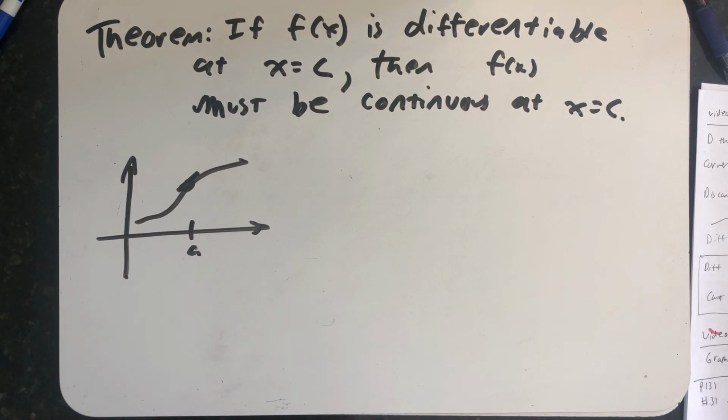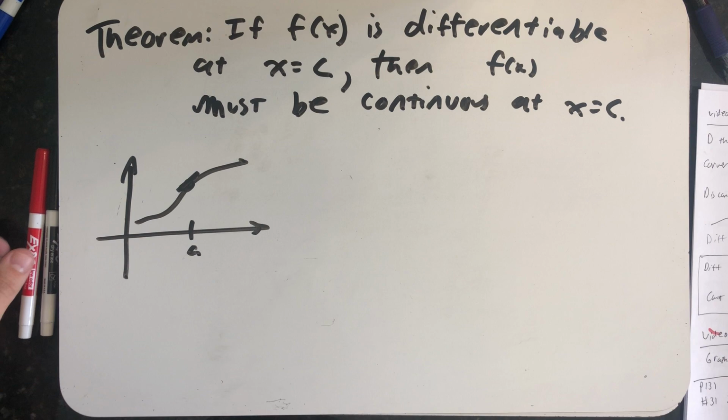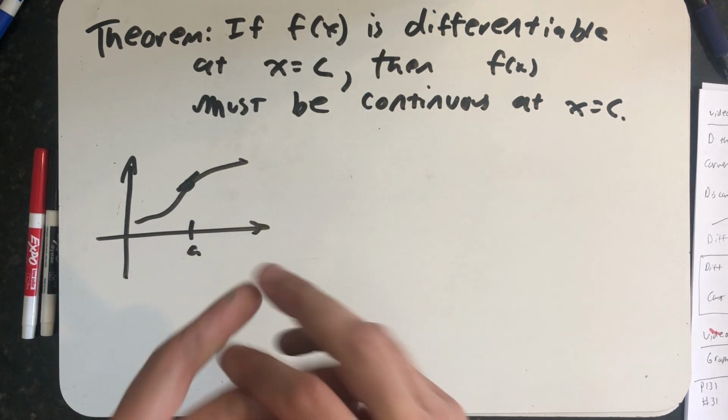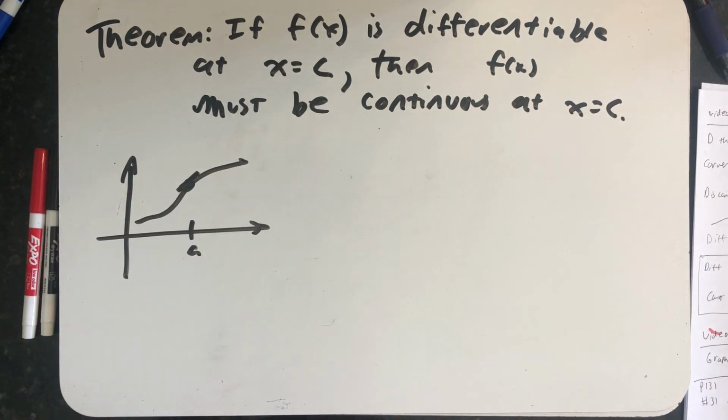In this video, I want to talk about a very important theorem that's at the end of section 3.2 and do an example that ties together the three most important concepts we've talked about so far in the course: limits, continuity, and the derivative. But to start off, a theorem.